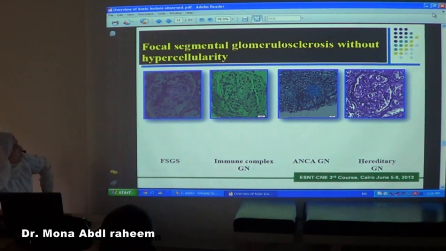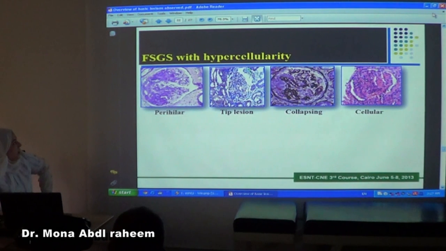The next pathologic finding in the biopsy is segmental sclerosis. Focal segmental glomerular sclerosis is a disease that has this name, but also segmental sclerosis can occur at the end of any of the immune complex diseases, like immune complex glomerulonephritis, or ANCA-associated when it is chronic or healed, ending with focal segmental glomerular sclerosis. Hereditary glomerulonephritis can also show sclerosis in the glomeruli. Focal segmental glomerular sclerosis is usually not associated with increased cell number. But some forms of focal segmental glomerular sclerosis, which is not one variant of disease but has different variants, are classified according to the anatomical sign of the sclerosis.